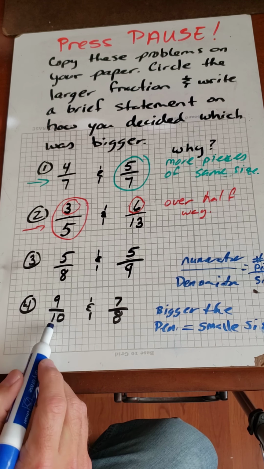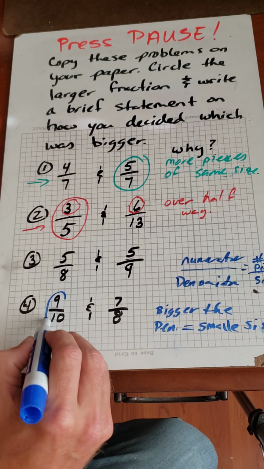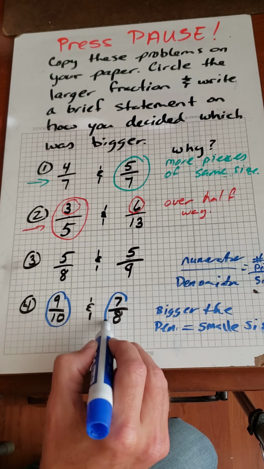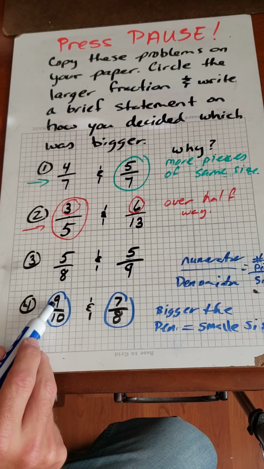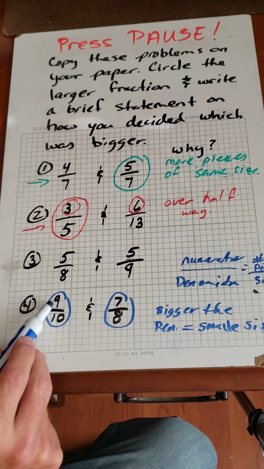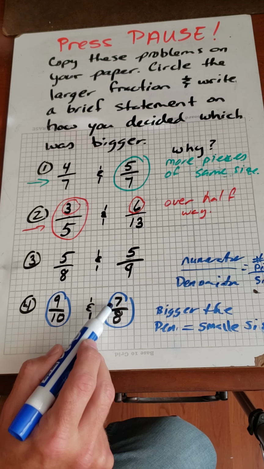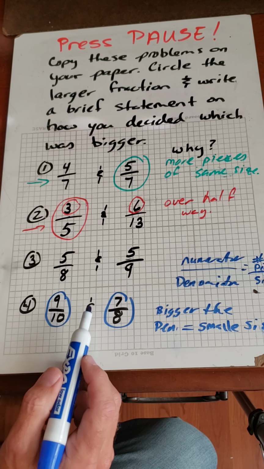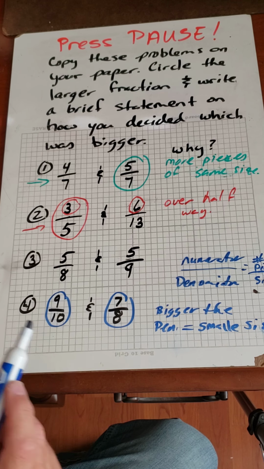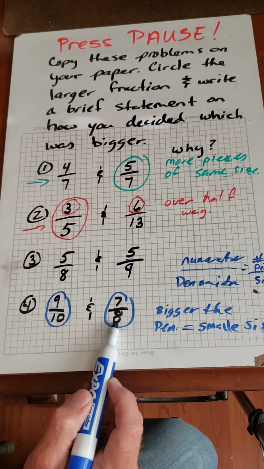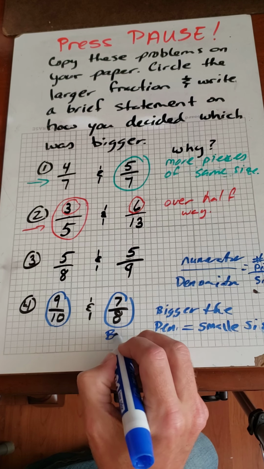So if I look at number 4 here, I see that I am missing one piece from each of these for it to be a whole. If I had one more piece of these added to these 9, I would have 10 out of 10, which would be a whole. If I had one more of these, it would be 8 out of 8, which would be a whole. So they're both missing a piece. The question is, how big a piece are they missing? So since the 8 is a smaller number than the 10, that means these are big pieces.